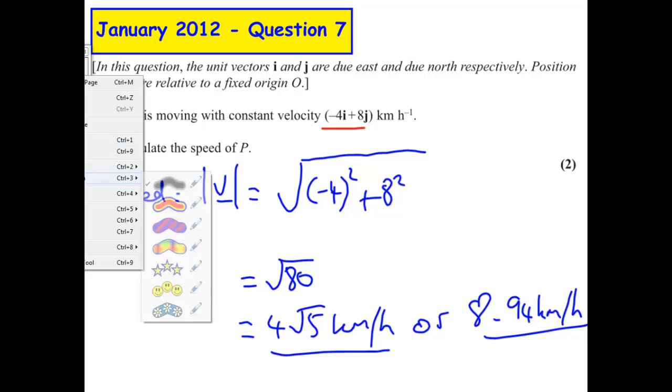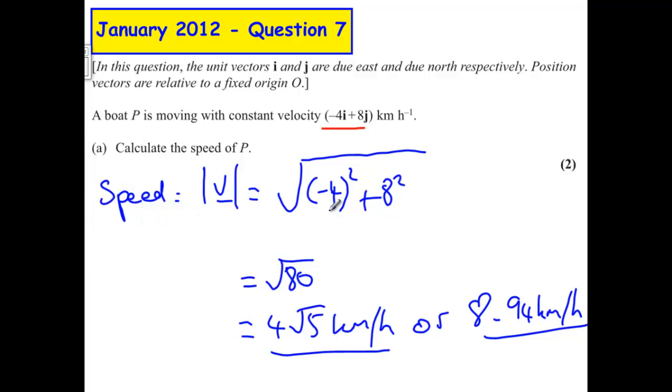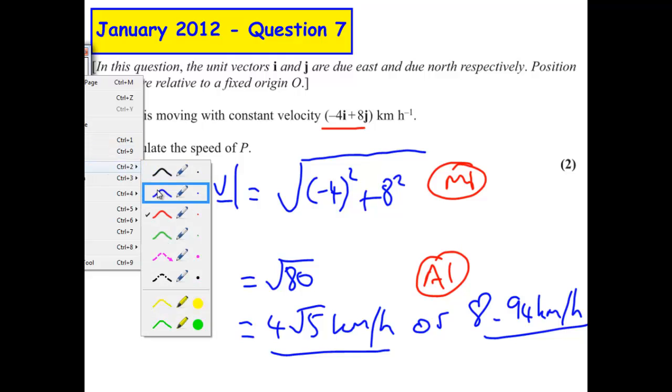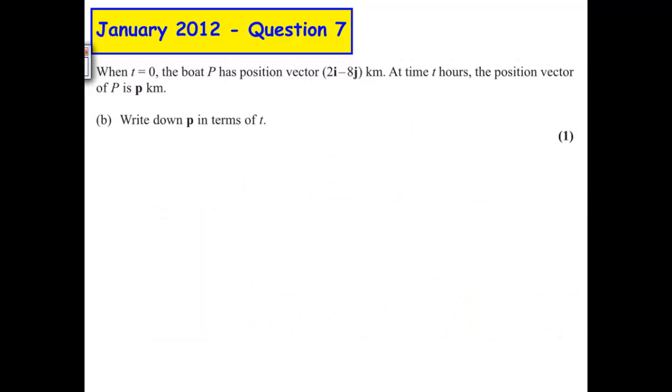Where the marks are allocated here, you get a method mark for knowing that to find the speed you have to find the magnitude of the velocity vector, and you get an accuracy mark for either the surd form or the decimal form. So it's a simple 2-mark question. That's part A. Okay, so moving on to part B.